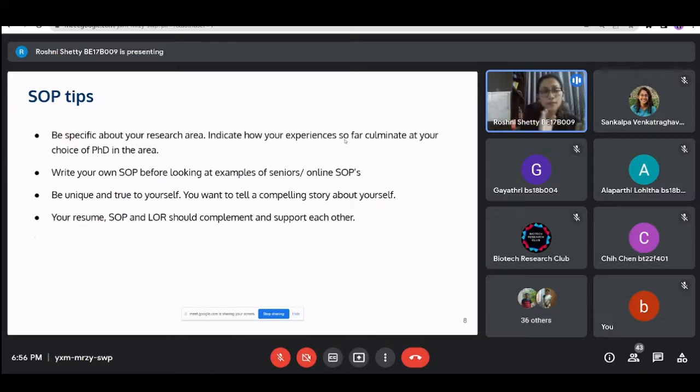So when a person looks at your resume, SOP, and LOR, they should sort of get a holistic view of you as a researcher.